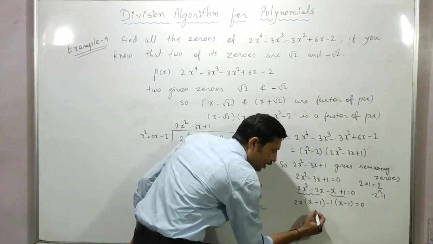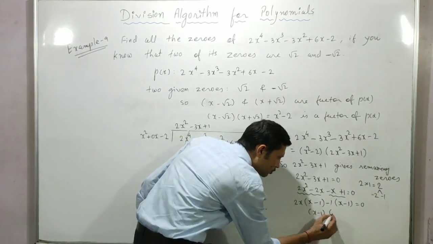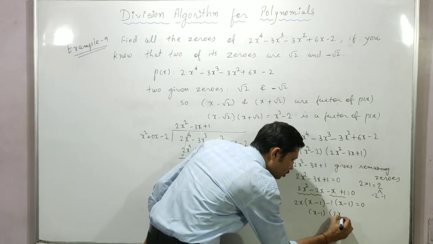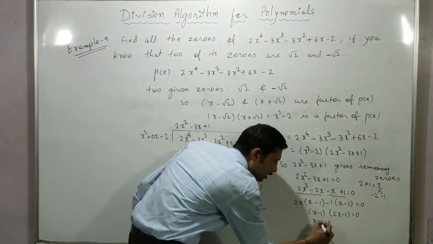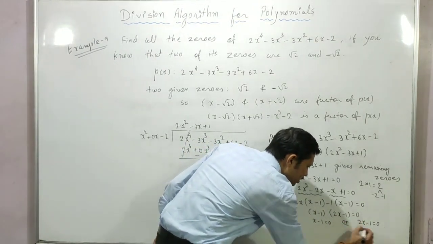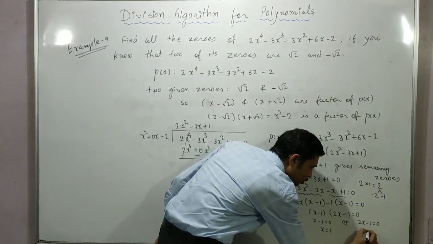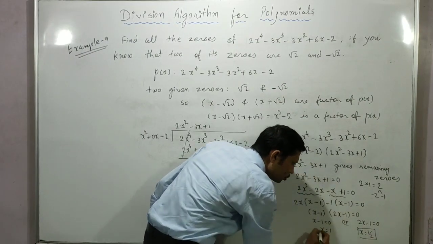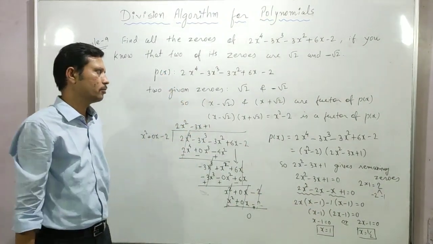That is equal to 0. So my one factor is what? Among these two terms I can take the common x minus 1, and the other factor is 2x minus 1. So when I compare with 0, any one of them will be 0 at a time. So 2x minus 1 will be 0, so x equals 1 by 2, and here x equals plus 1. So these two are the remaining zeros.